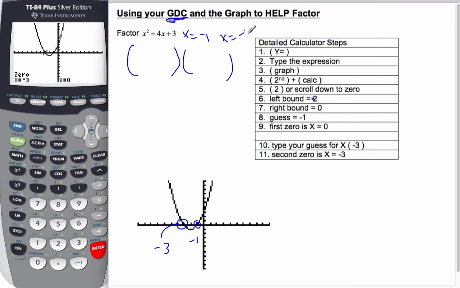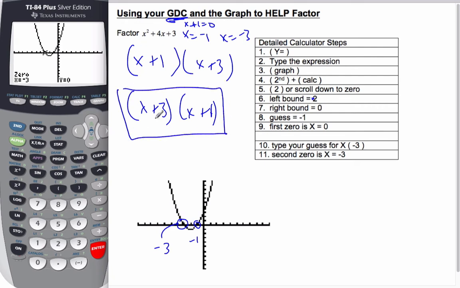So x equals -3. Now working backwards, we remember we move this over so that x plus 1 equals 0, and so this factor is x plus 1. This one will be x plus 3. I could also have written it x plus 3, x plus 1, and it is exactly the same. So our calculator helps us find these factors, and this is factored.